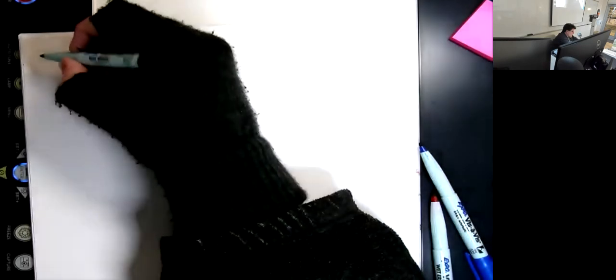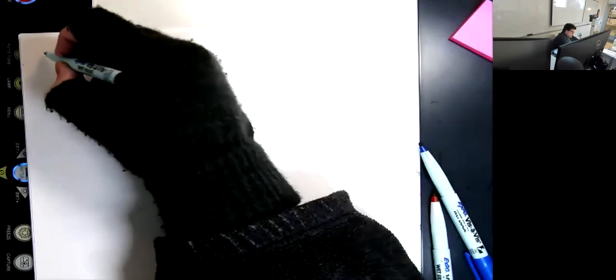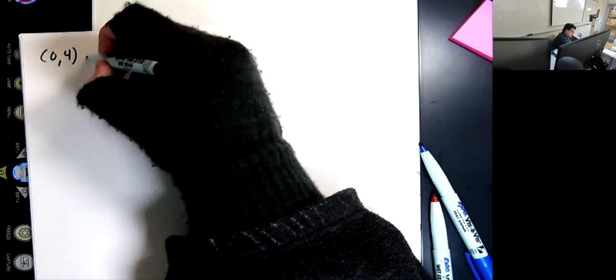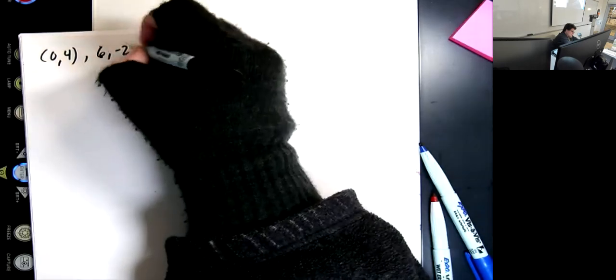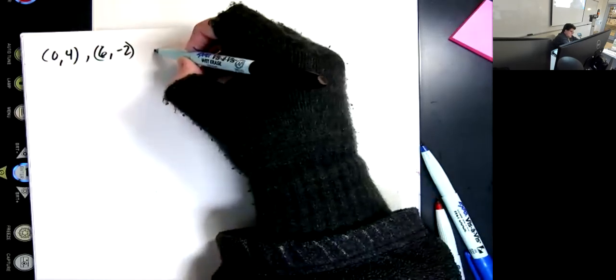All right. I'm going to use some slopes we calculated earlier. I'm going to put the points back up here. Let's start with the points 0, 4 and 4, 0 and 6, -2. And we found the slope m equals -1.